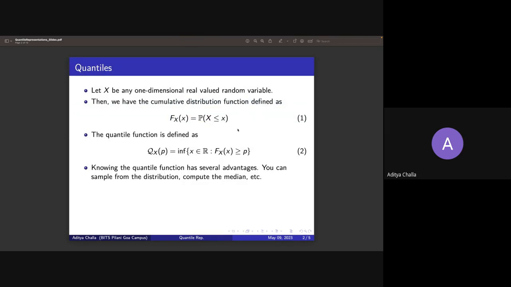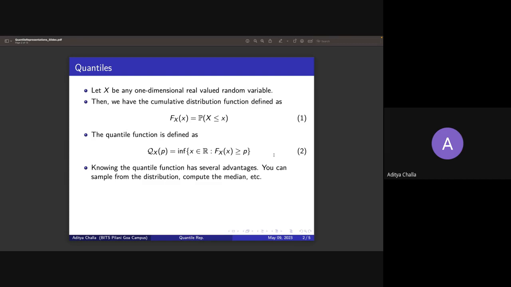So let's start with the basics. If x is a simple one-dimensional real valued random variable, then we have a standard cumulative distribution function, which is simply defined as the chance that it's less than or equal to a particular x. But we can also define a quantile function, which is like an inverse of the cumulative distribution function, where we just take the infimum of all x such that the probability that it's greater than or equal to x would be at least p. So this is the definition of a quantile function.